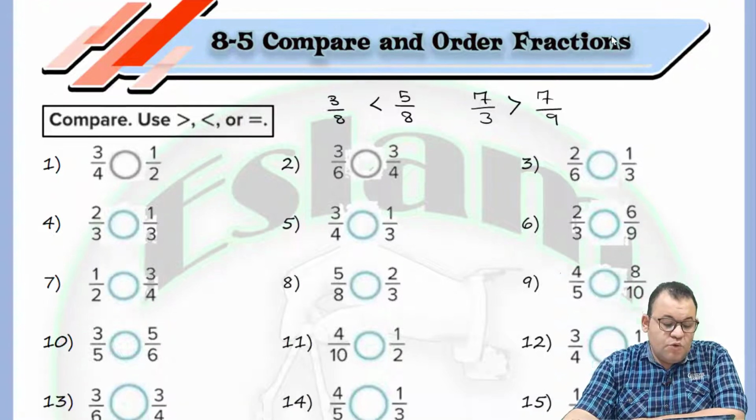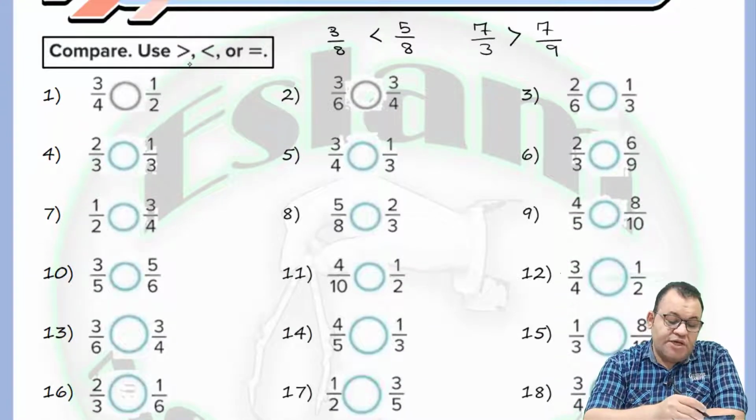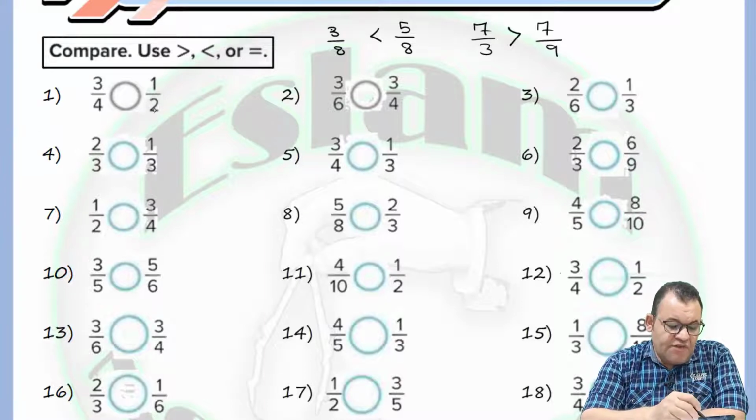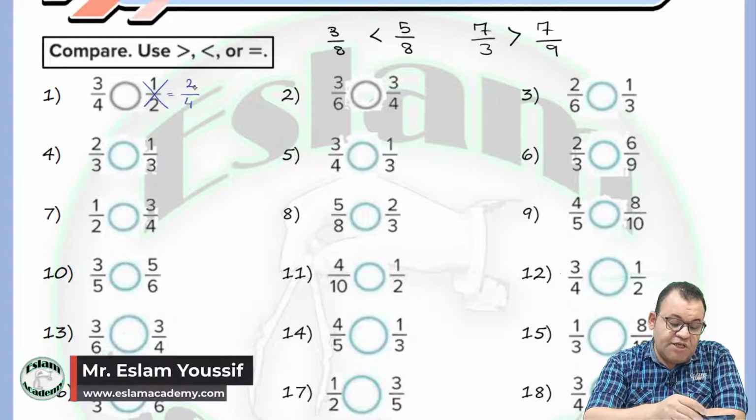So in question number 1, we need to compare using greater than, smaller than, or equal: 3 over 4 and 1 over 2. Start with the smallest denominator; we have 2 and 4. We can write 2 as 4 by multiplying by 2, so 1 times 2 equals 2 and 2 times 2 equals 4. Now we compare 3 over 4 and 2 over 4. Because they have the same denominator, 3 is greater than 2, so 3 over 4 is greater than 1 over 2.